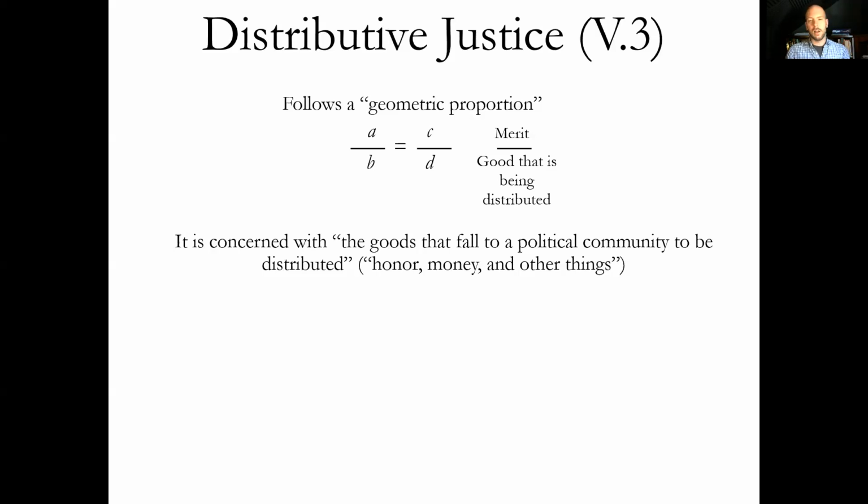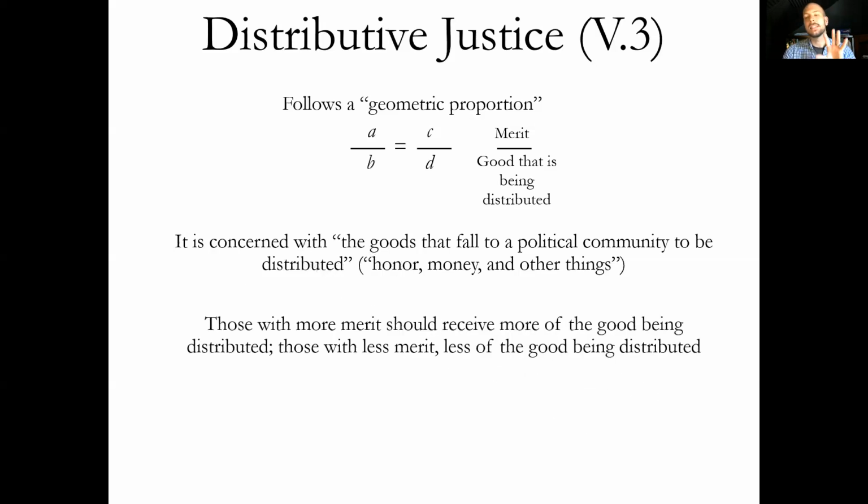And what Aristotle is saying is that in order for those distributions of those goods to be fair, to be in some sense equal, to be just, they need to follow a geometric proportion. The good needs to be distributed in a proportionate way to the merit of the person receiving the good. Still kind of abstract, but we know at least this much.